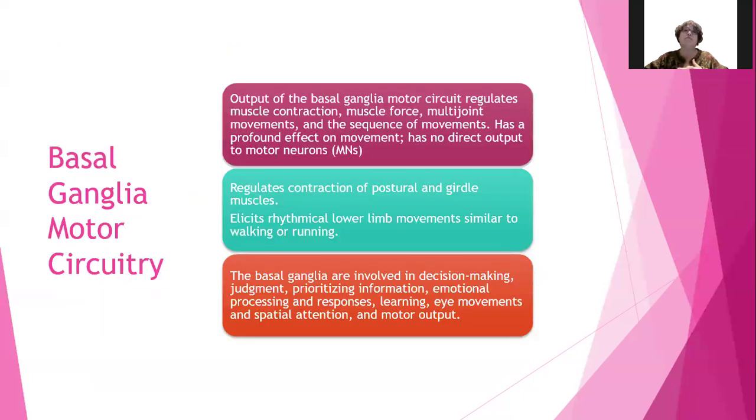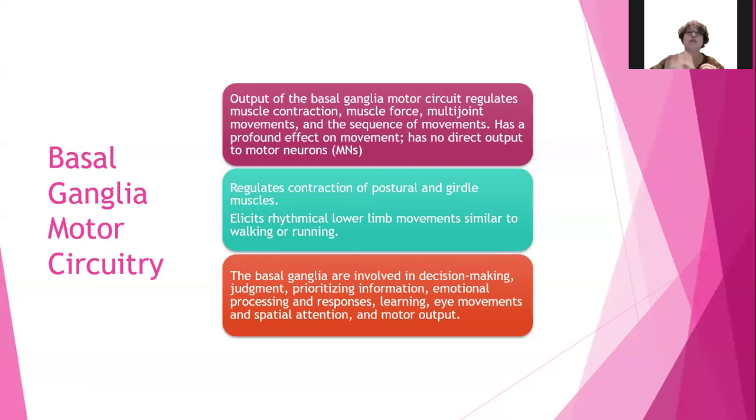So, most of the basal ganglia, the motor circuit regulates muscle contraction, muscle force, multi-joint movements, and the sequence of movements. So it has an effect on movement, even though there's no direct output to motor neurons, just like the cerebellum. Interesting, right? So, the basal ganglia motor circuitry regulates contraction of postural and girdle muscles.